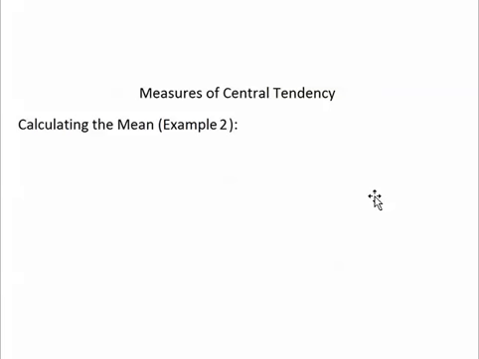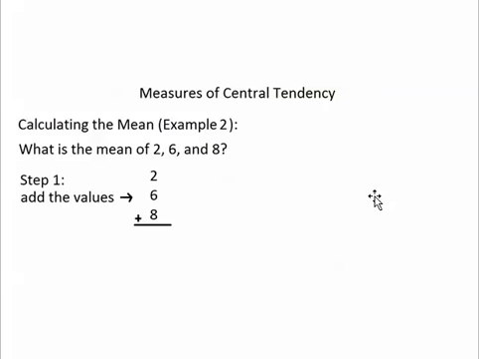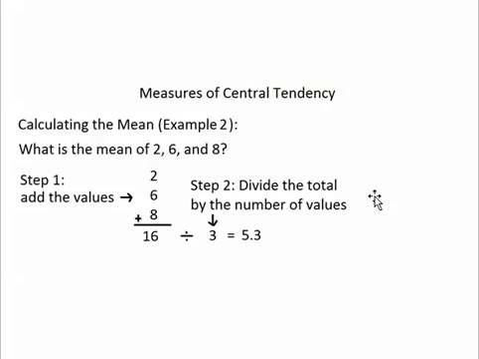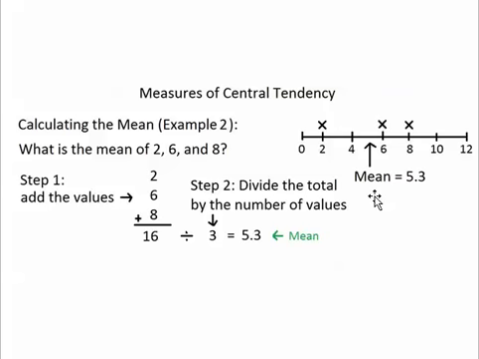Here's another example of calculating the mean. We add these 3 numbers, and then we divide by the number of numbers. This time we're finding the mean of 3 numbers, so we divide the total by 3, and we get a mean of 5.3. And once again, the mean comes out roughly near the center of the 3 data values.